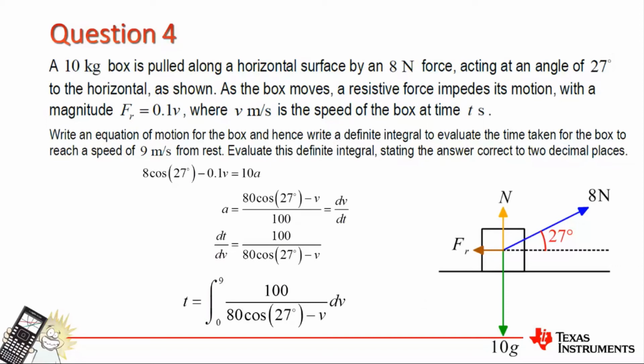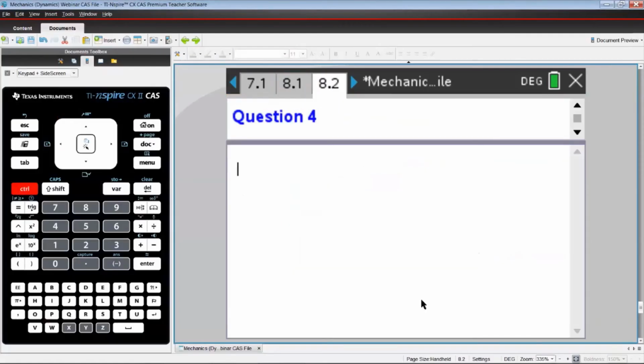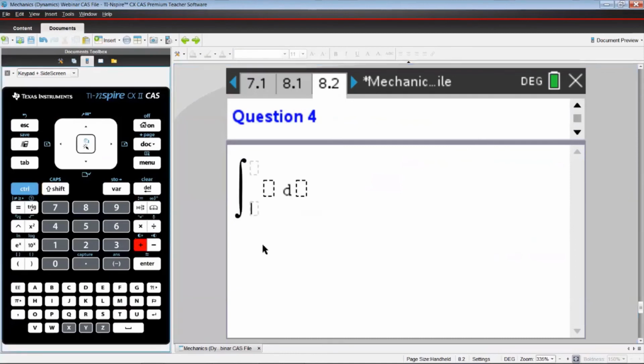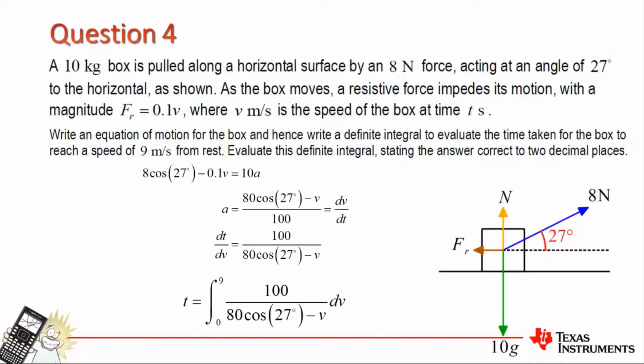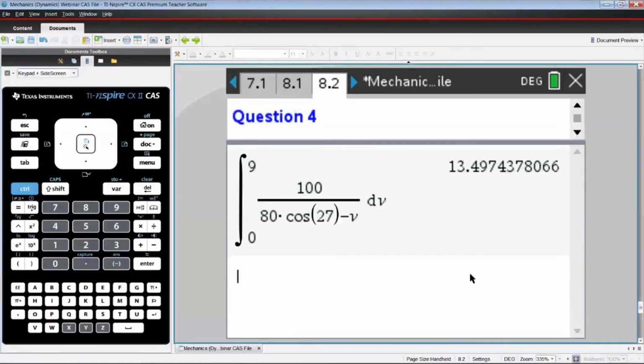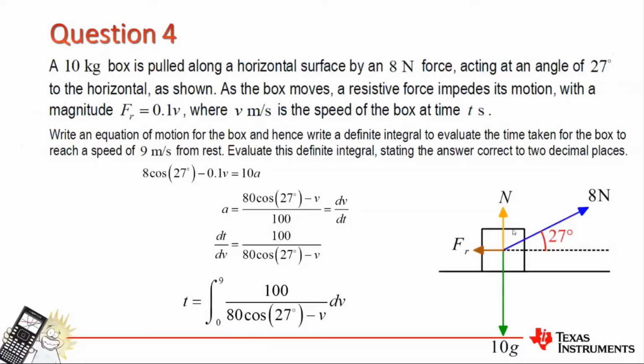So let us go ahead and actually figure out this definite integral. Go into our calculator, and we've got shift plus, a nice shortcut for definite integrals. 0 is the lower bound, 9 is the upper bound, fraction 100 over (8 cos 27 minus v) with respect to v. Let's go Control Enter because we only want an approximate answer, and we get 13.497. The question wants it to 2 decimal places, so our answer is 13.50 seconds. So this box will take approximately 13.50 seconds to reach a speed of 9 meters per second from rest.